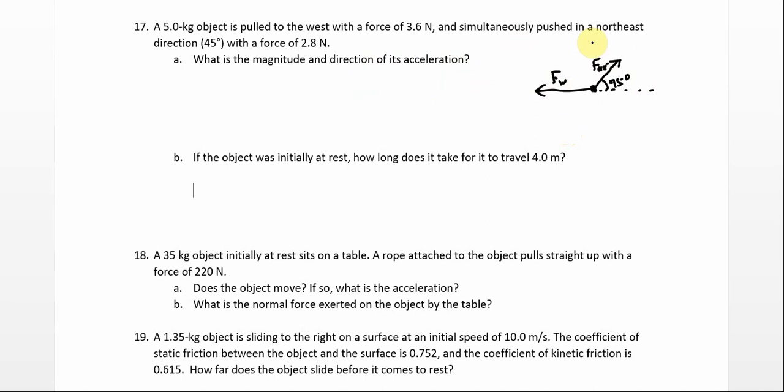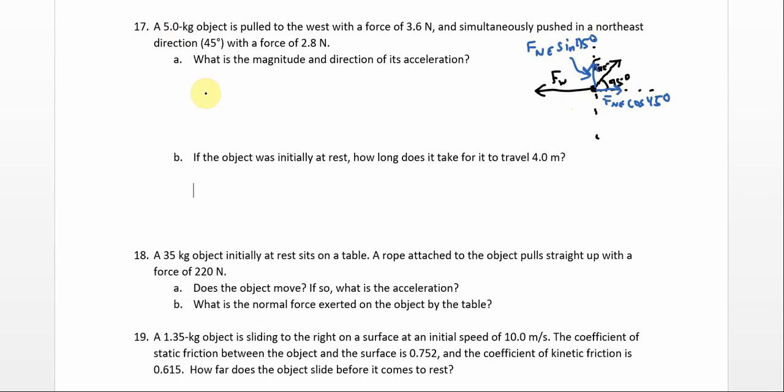So we can put on a coordinate system. We can break down Fne into its horizontal and vertical components. So the horizontal part is the cosine. So that's Fne cosine theta, cosine of 45 degrees. And this right here will be Fne sine 45 degrees, breaking that up into components.